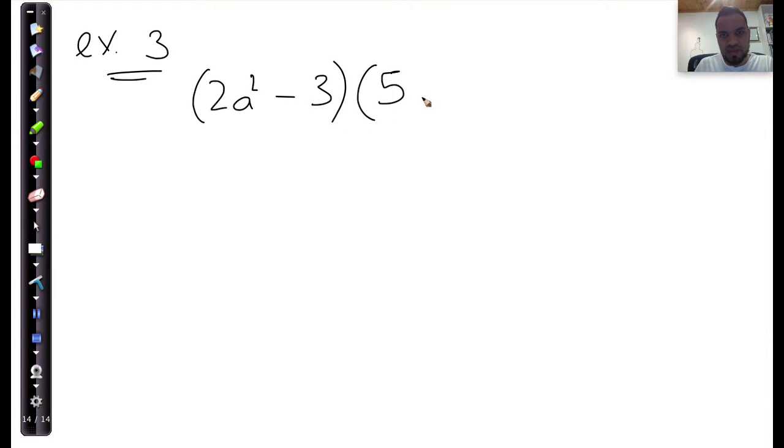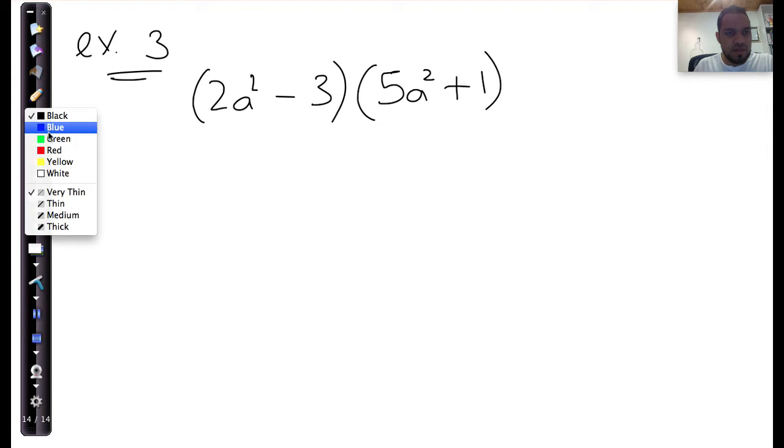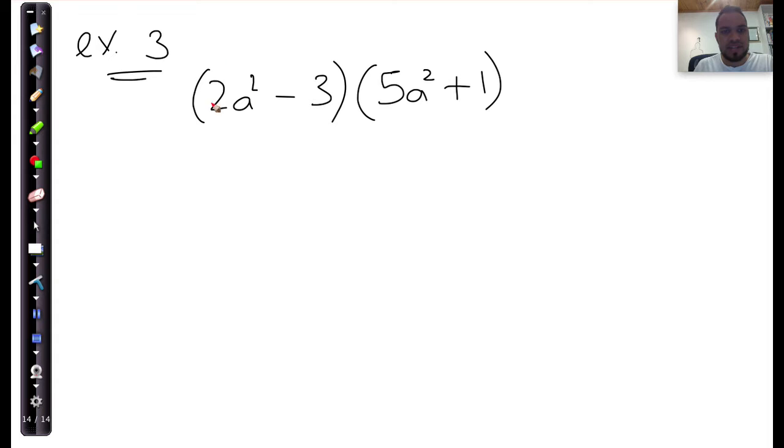Example number 3, and the question I have for you is 2a squared minus 3 multiplied by 5a squared plus 1. Okay, and so let's see, how does this work? Well, what you essentially need to do is, again, you take the first term. Let's do it the long way.